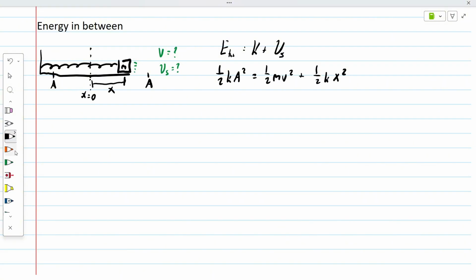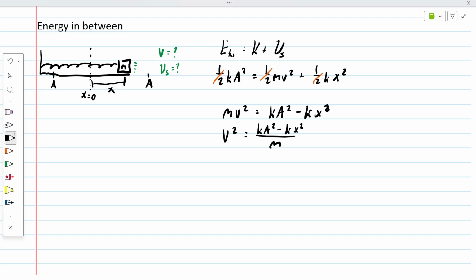So now we can go ahead and start rearranging this a little bit. The 1/2 will cancel. And because we're trying to solve for a velocity, let's write it with velocity on its own, with mv squared equal to kA squared minus kx squared. Okay, and then we can divide by the mass. So we get the velocity squared is equal to kA squared minus kx squared, divided by the mass.